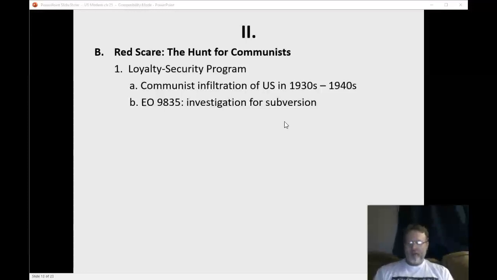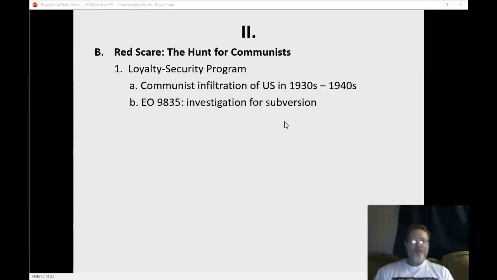So Truman believes this, and he believes he has to protect himself against Soviets. Truman was incredibly paranoid against the Soviets. He really was. He believes he has to protect himself and protect our government. He issues Executive Order 9835, which authorizes businesses and government to investigate their employees for subversion. Subversion, that's the word they would use, because you've been subverted by the Soviets. Basically, you've been turned into a Soviet agent.